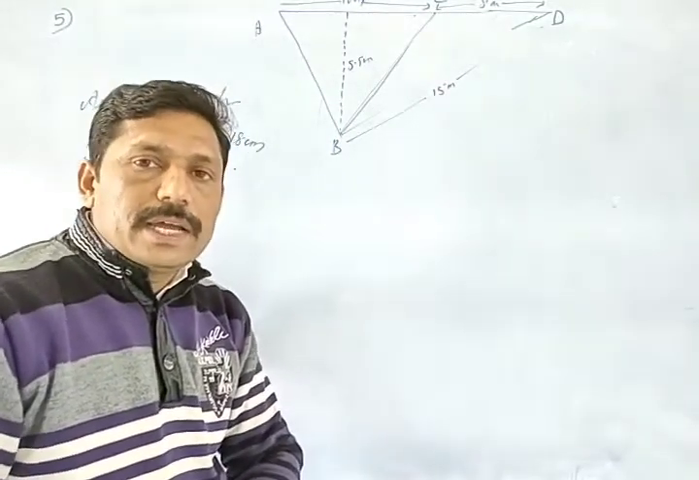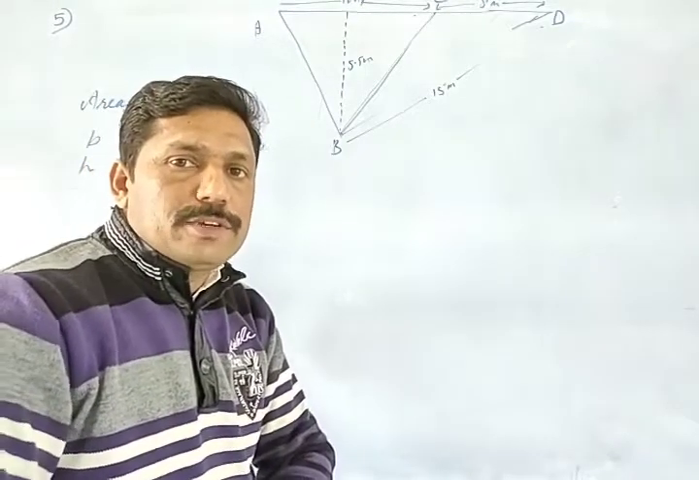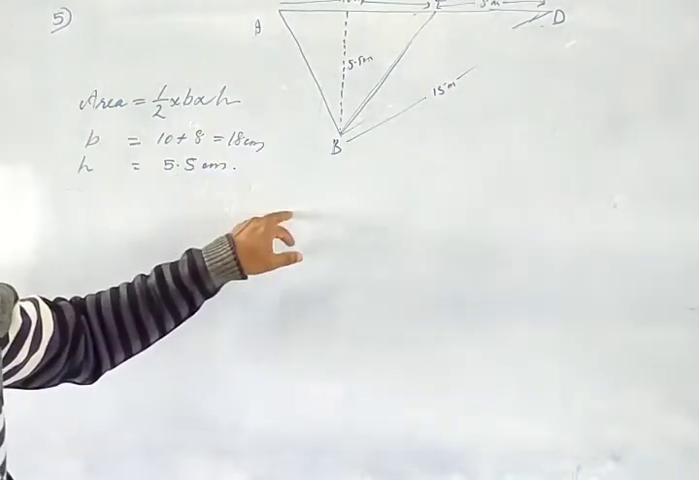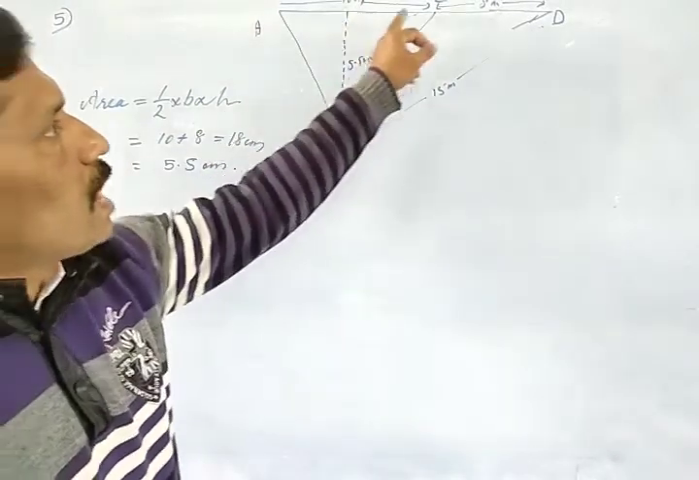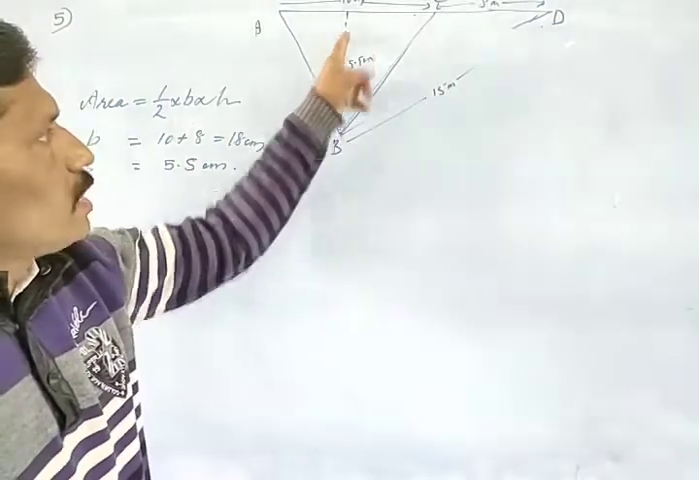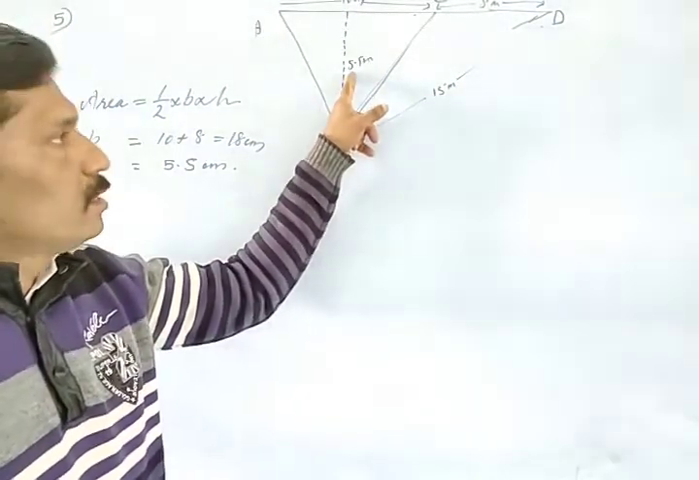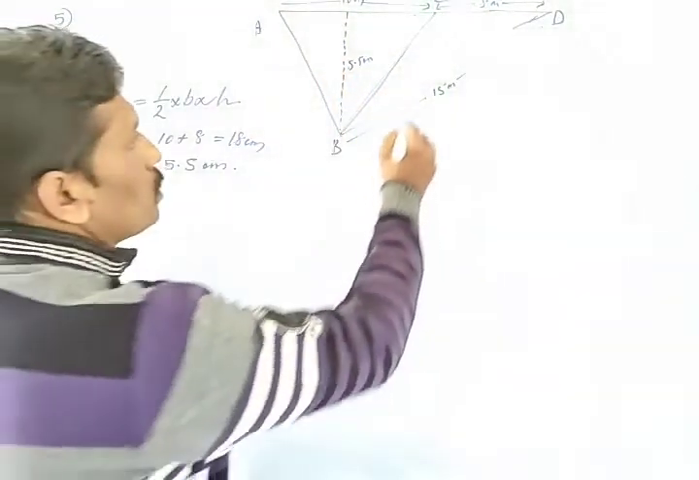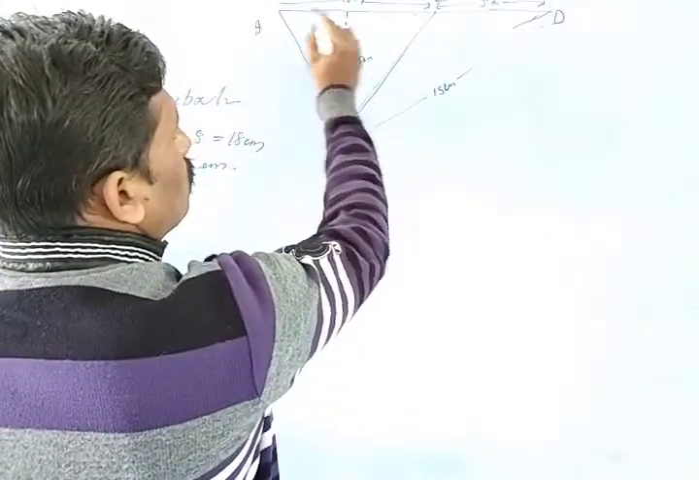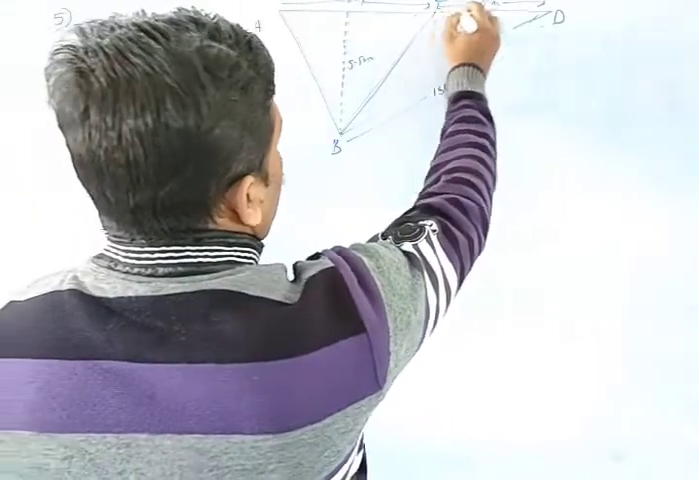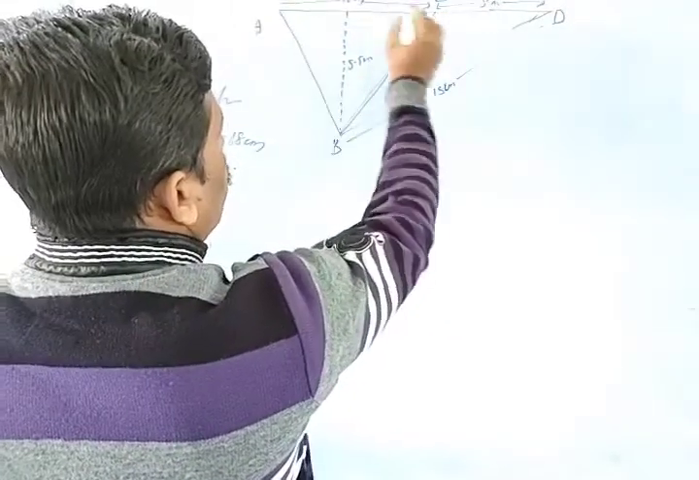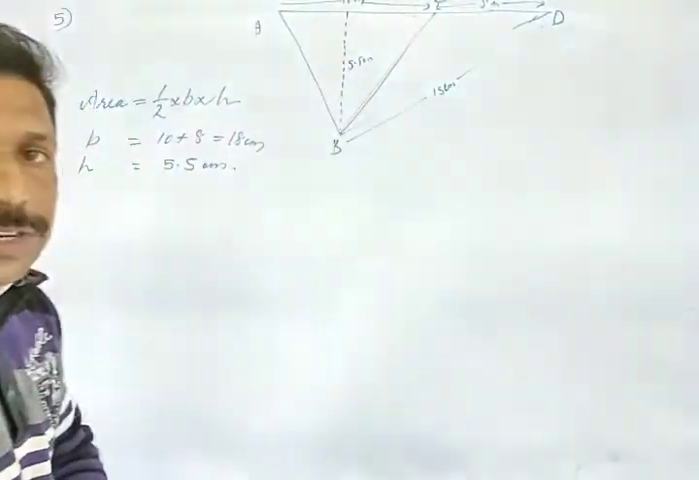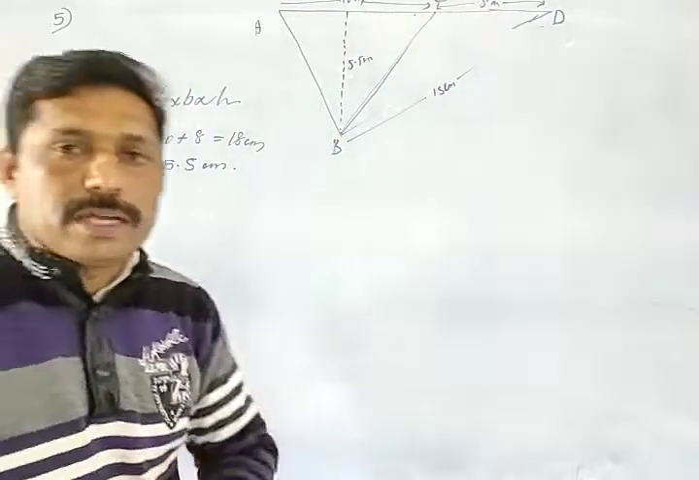In order to find out the area of the triangle, the formula is half into base into height. Look at the diagram here. What is the base here? Here we can take this as base, and this perpendicular distance that is given 5.5 centimeter. 5.5 centimeter is the perpendicular distance, that means height. And base, these two triangles base we have to add it. From here to here it is 10 centimeter, from here to here it is 8 centimeter. Total 18 centimeter is the base, and height is 5.5 centimeter.